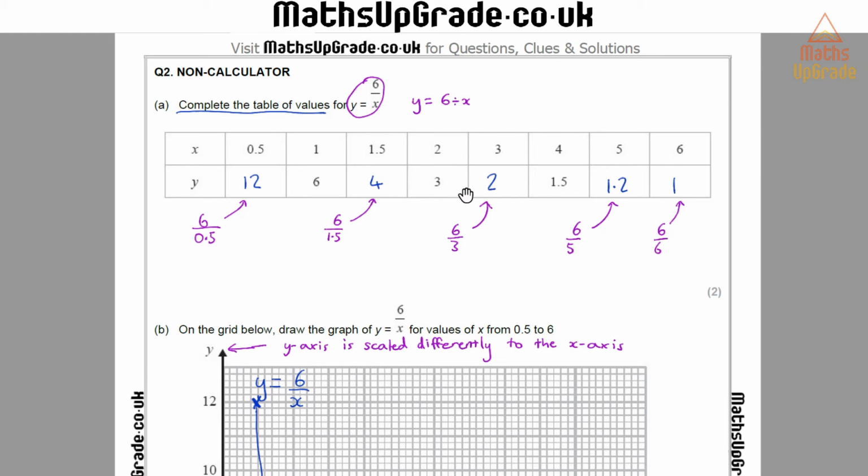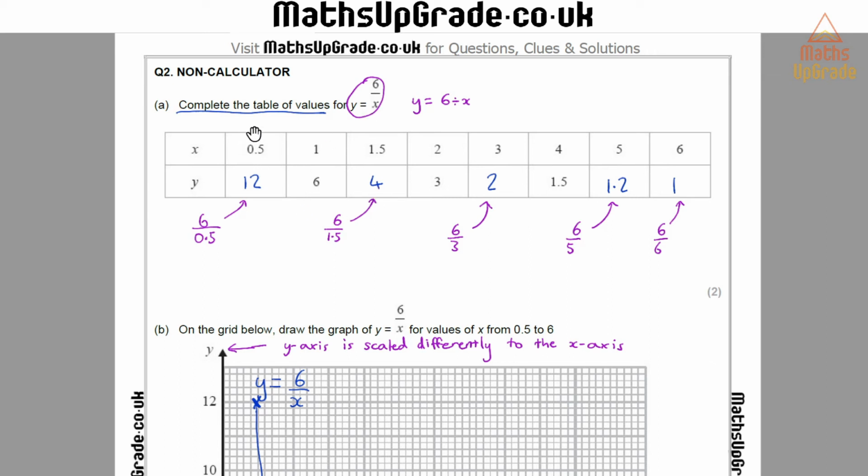So you can see the numbers going across here are getting smaller and smaller. I'm going to do 6 divided by 5, which is 1.2. If you're not sure how to do that, just do 60 divided by 5, which is 12, and then divide the answer by 10, which is 1.2. Similar here, 6 divided by 1.5, so that gives us 4. Again, you can do 60 divided by 15, which is 4.